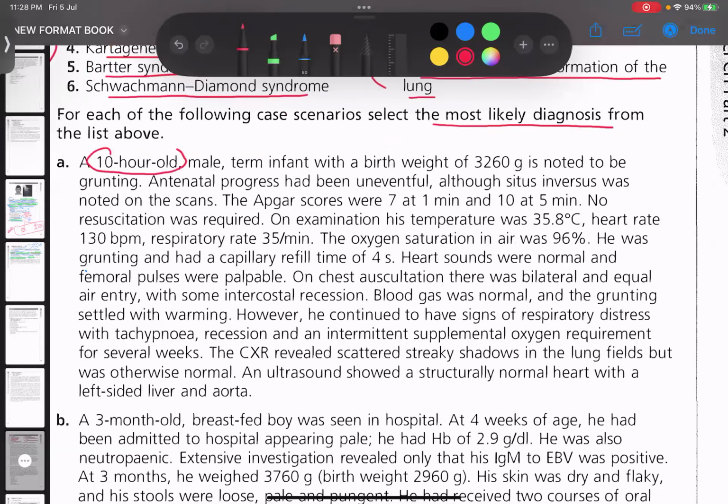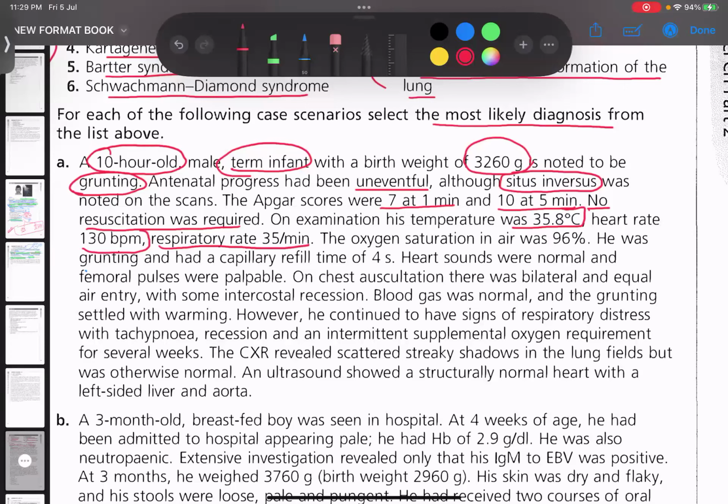We have a 10-hour-old male neonate, a term infant with a birth weight of 3.2 kg, noted to be grunting. Antenatal progress had been uneventful, although situs inversus was noted on the scan. The Apgar score was 7 at 1 minute and 10 at 5 minutes, so uneventful. No resuscitation was required. On examination, temperature was 35.8, heart rate 130 beats per minute, respiratory rate 35 breaths per minute, oxygen saturation in air 96%.